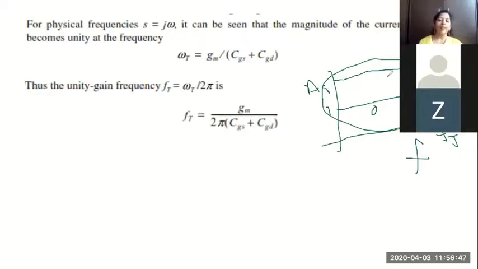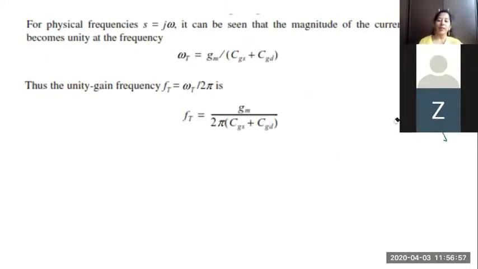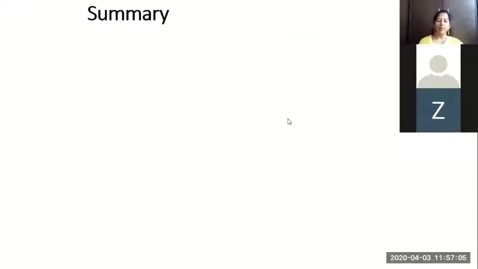It will tell us when to use the device and how the design should be. It will tell us the limiting frequency of usage for the device. I can't operate the device beyond this ft. That's the main advantage of finding ft. Is it clear? So this is about ft.